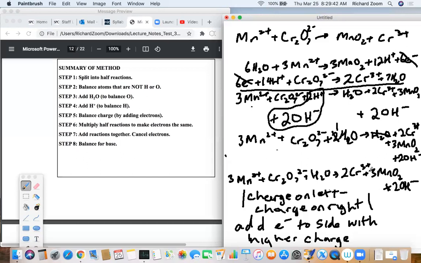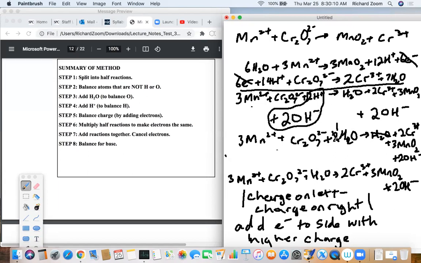Most of the time, this follows the same pattern. If you notice what it was when it was balanced for acid, there were 2H pluses on the left side, and that became 2OH minuses on the right side. And the water flipped sides. The water was on the left, sorry, it was on the right, now it's on the left. So that's 90% of the time what's going to happen.